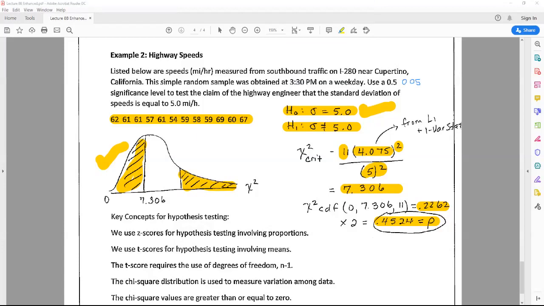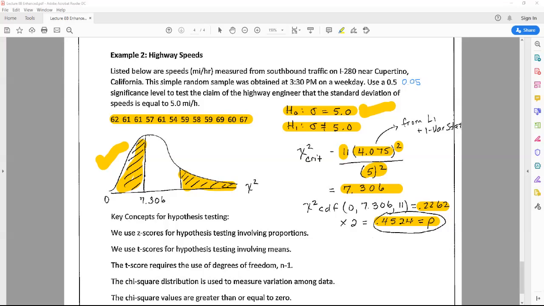Okay, so if we use a 0.05 significance level, then obviously the p-value is larger than the alpha level, and we would fail to reject the null. Since we fail to reject the null, then we do not have enough information to conclude that the standard deviation of speeds is different than 5 miles per hour.